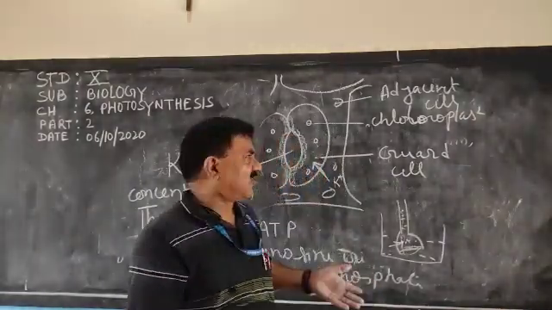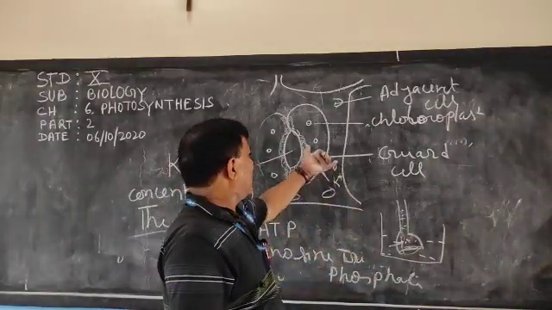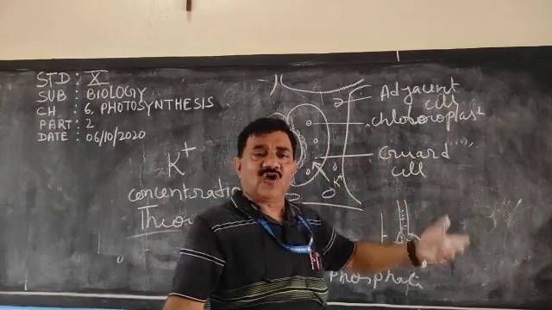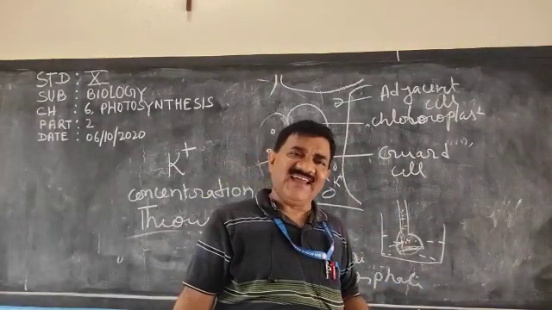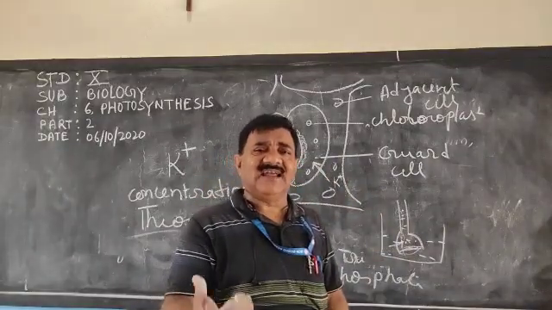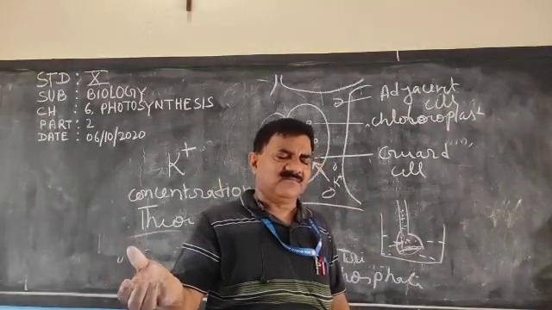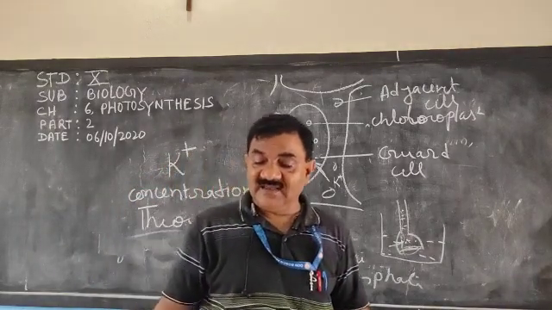Just the reverse process takes place during night time. During night time, the chloroplast will not do photosynthesis, so ATP will not be formed, and when ATP is not formed, the guard cell will lose turgidity and the stomata will close. So that part is clear.